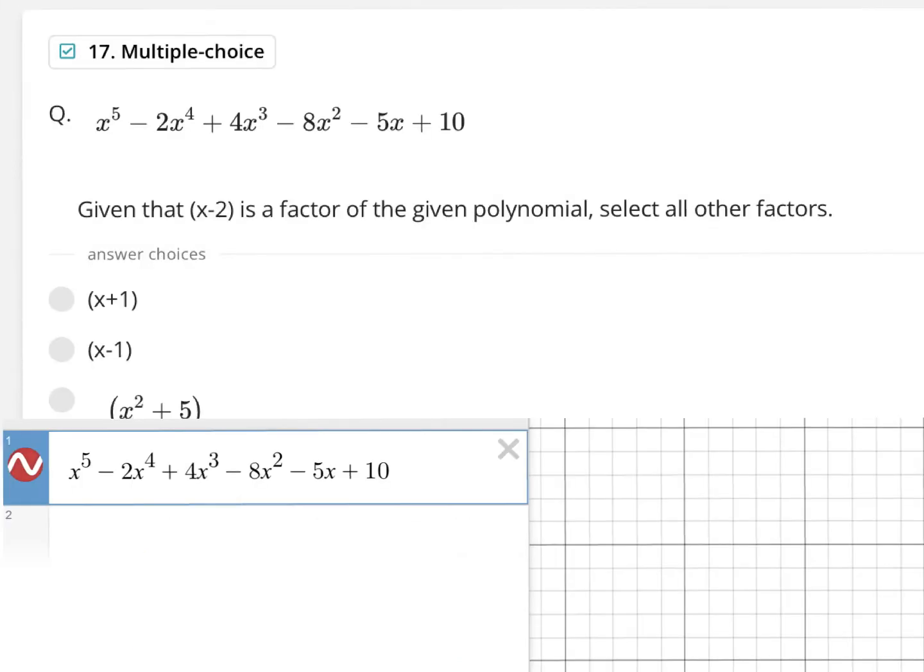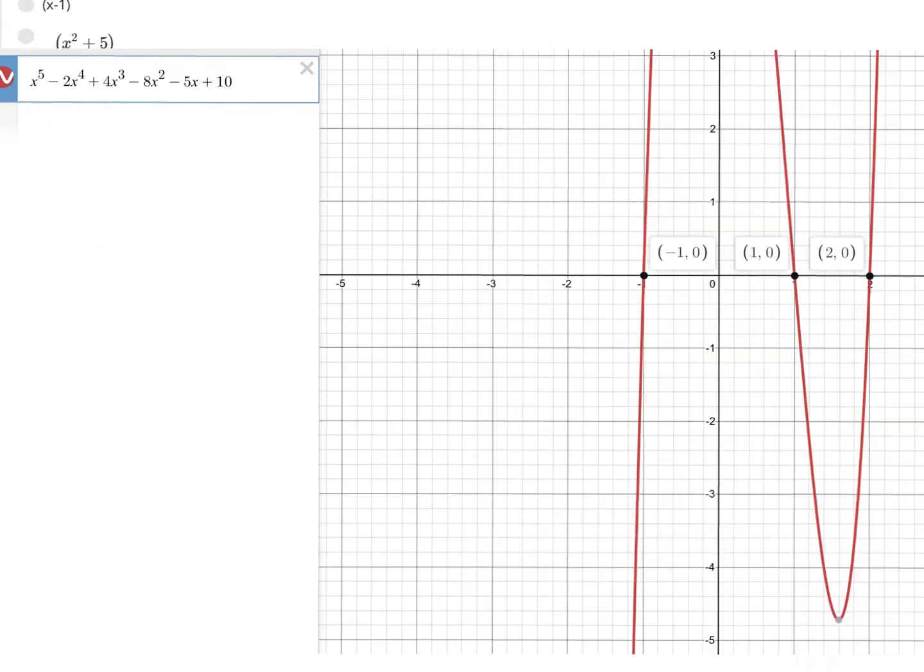So on this question, they give you a factor and they want you to select all the other factors. So what I recommend doing is to type this in carefully into Desmos. We already know x minus 2 is a factor, which means that it's going to cross the x-axis at 2, but let's see if we could find anywhere else that it may cross. So be very careful when you type it in. If you do type it in correctly, you will see that you have these answers. You have the answer x equals -1, x equals +1, and x equals 2.